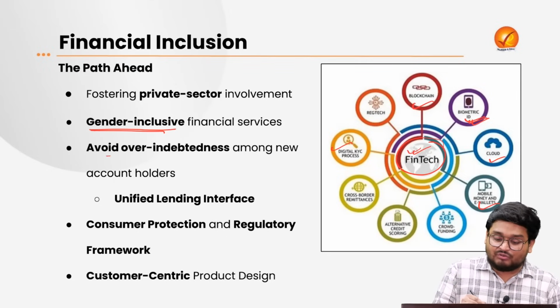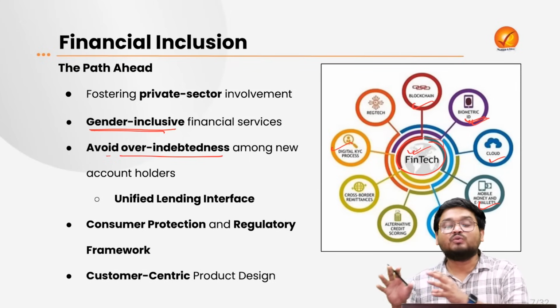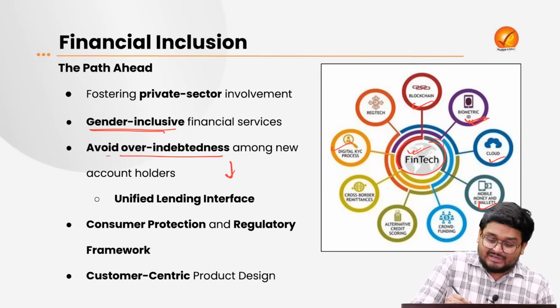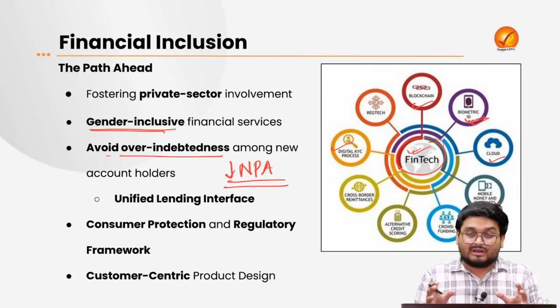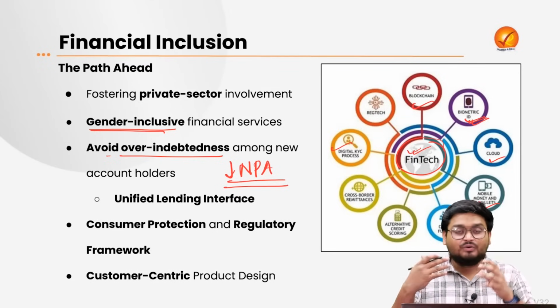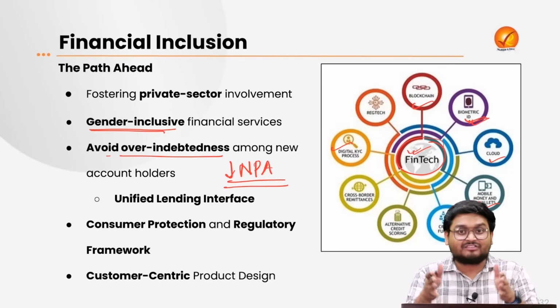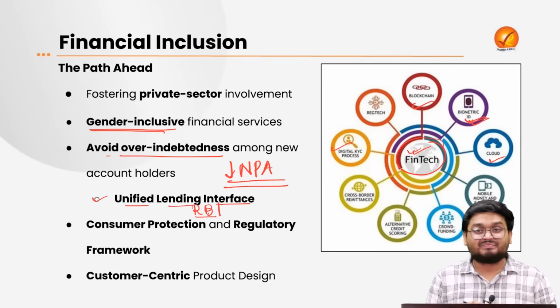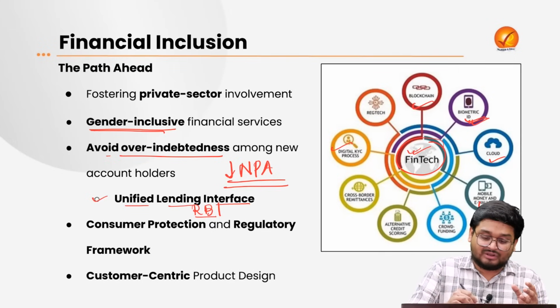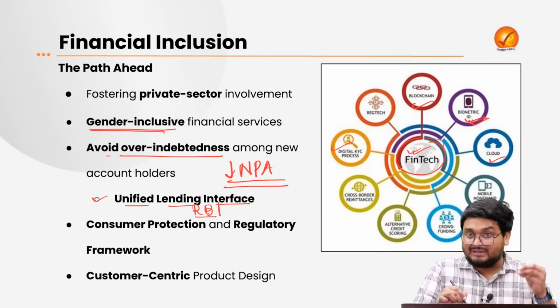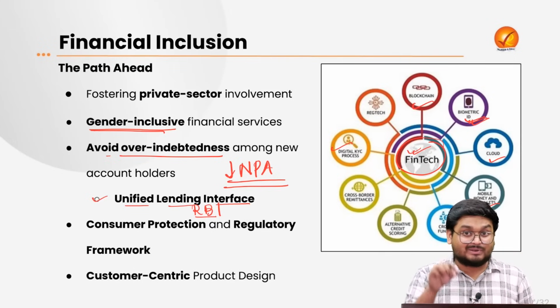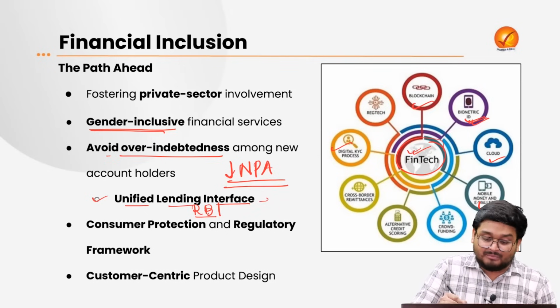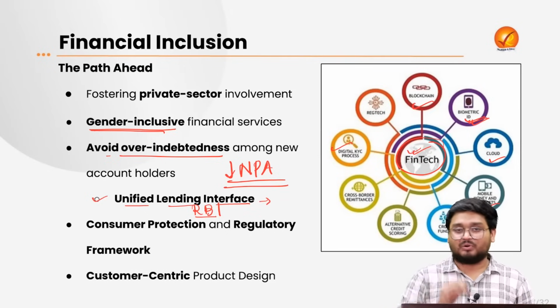We also need to avoid over indebtedness among new account holders to decrease the amount of non-performing assets over a period of time. So new account holders must be taught how to take loans, they must be made financially disciplined. And also in this particular aspect, recently RBI's Unified Lending Interface is very important when we talk about reducing the indebtedness. This has been covered in the recent analysis. Can you let me know in the comments what this is all about?